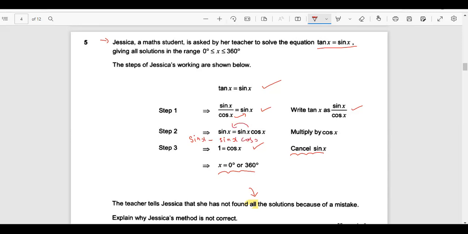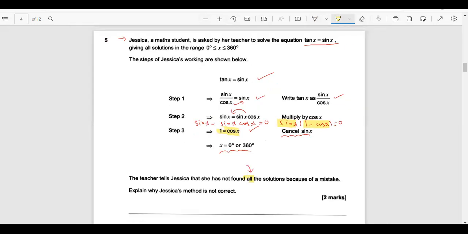So she could have taken this to the other side, and this would be 0. And now she can take sin x common. So sin x can be taken common, and that would give her 1 minus cos x equals 0. Now this is going to give her 1 minus cos x equals 0, that is 1 equals cos x, but it's also giving her sin x equals 0, and she missed this. That is why her solution was incomplete. Okay, so this was the problem. The problem was in the third step when she cancelled sin x, because she missed the solution coming out from this equation, right?